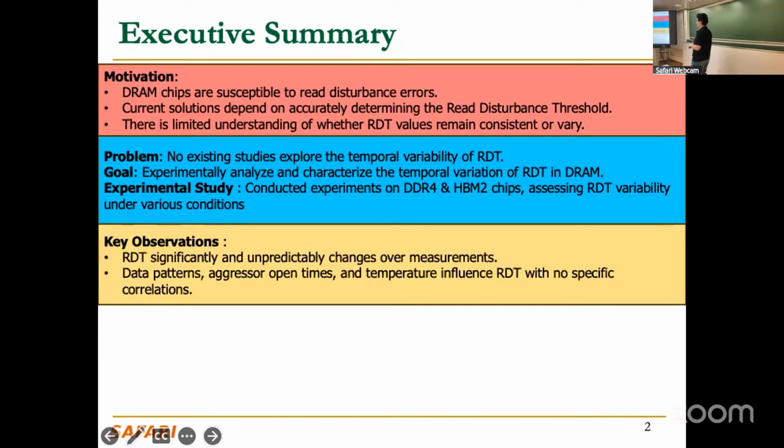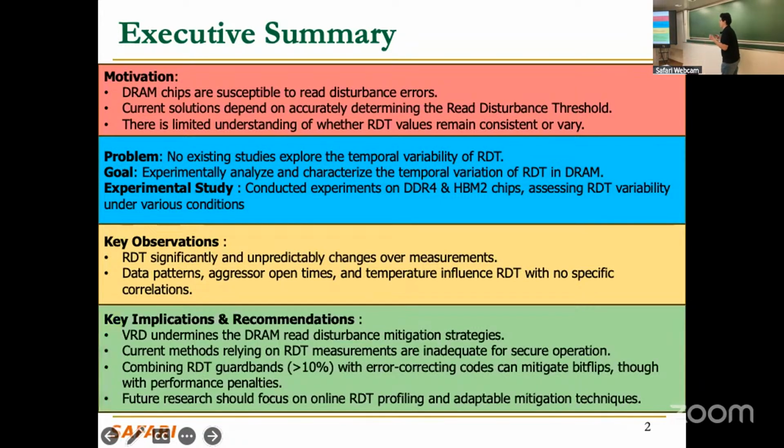The results show us that these threshold values can significantly and unpredictably change over time. Data patterns, aggressor times, as well as temperature influence these threshold values with no specific correlations. As a result, the authors suggest that combining threshold values with some guard bands, along with some error correcting codes, can mitigate these bit flips, but also introduces some additional performance penalties.